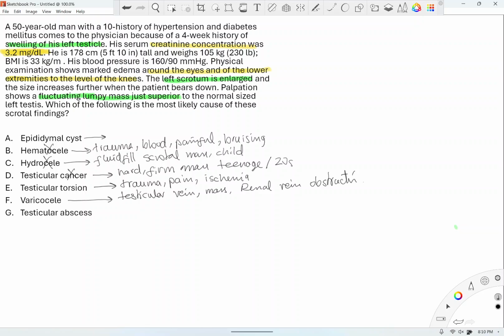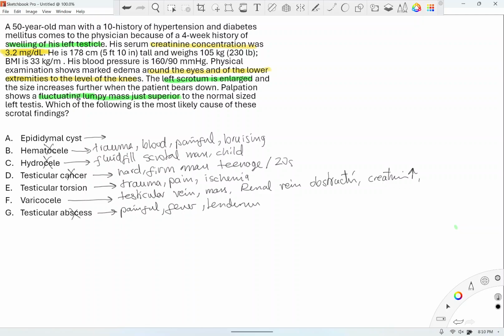With renal vein obstruction, the kidney cannot drain its blood, and that can lead to some sort of kidney damage, so creatinine will be elevated, which this patient has. Okay, so let's look for that. Testicular abscess will be painful, with fever and tenderness. None of that is there.